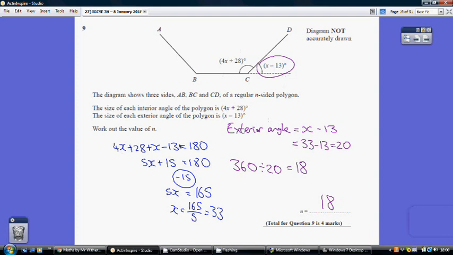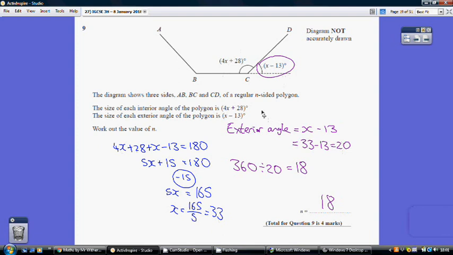So simplify the left hand side. We've got 5x plus 15. Take away 15 from both sides, divide by 5, and we get x equaling 33. So x is 33, so that allows us to work out the internal angle if we wanted to, but more importantly for us, it allows us to work out that the exterior angle is x, 33, take away 13, which is 20. So each exterior angle of this regular polygon is 20 degrees.